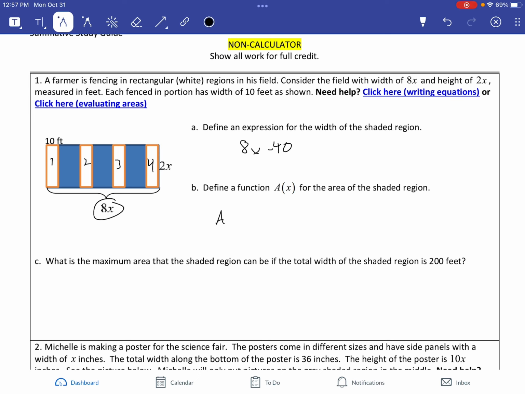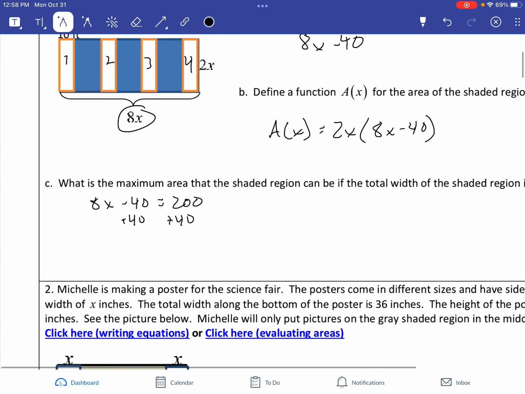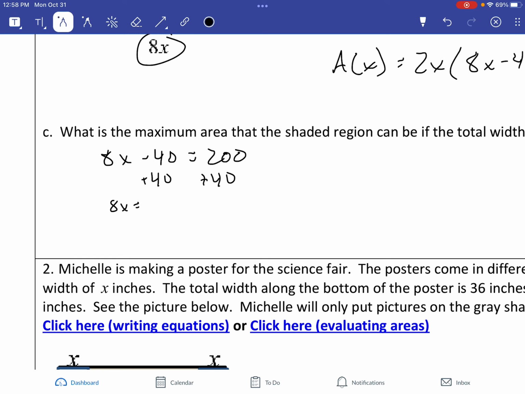Now to find a function A of x for the area of the shaded region, we take the height, which is 2x, times the width we just found, which is 8x minus 40. What is the maximum area of the shaded region if the total width of the shaded region is 200 feet? So we have 8x minus 40 equals 200. We're going to add 40 to both sides, which gives us 8x equals 240. Divide by 8, x equals 30. So now we're going to put this into our problem.